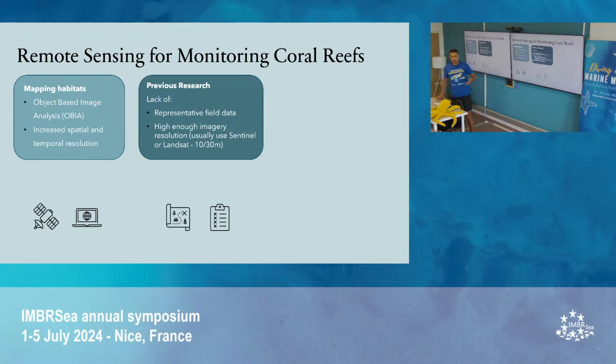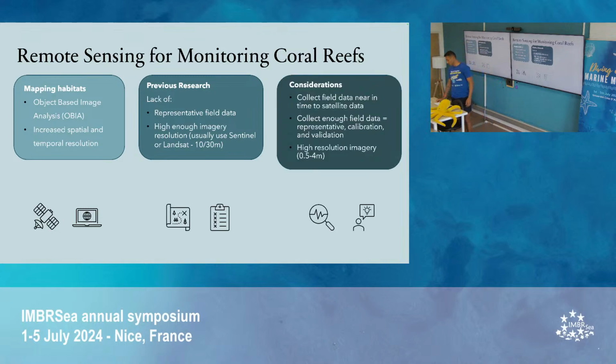Additionally, corals tend to be somewhat small, which only grow a few millimeters per year, some a few centimeters, and entire reef patches only grow a few centimeters or meters per year. And a lot of this previous research has used Sentinel and Landsat imagery, which is 10 by 10 or 30 by 30 meter pixel resolution, which, unless you have a huge reef, is not going to tell you what's happening at the finer scale of the actual coral change.